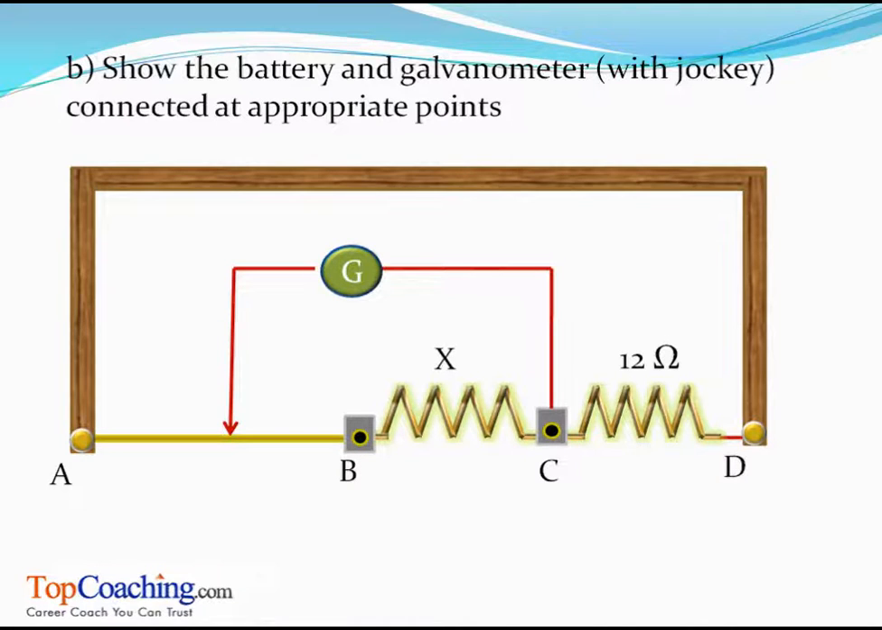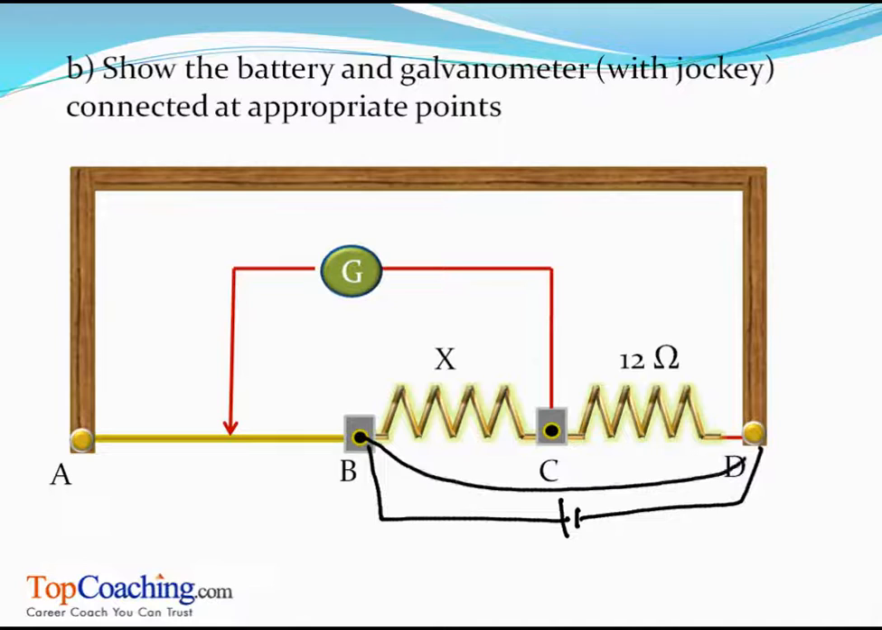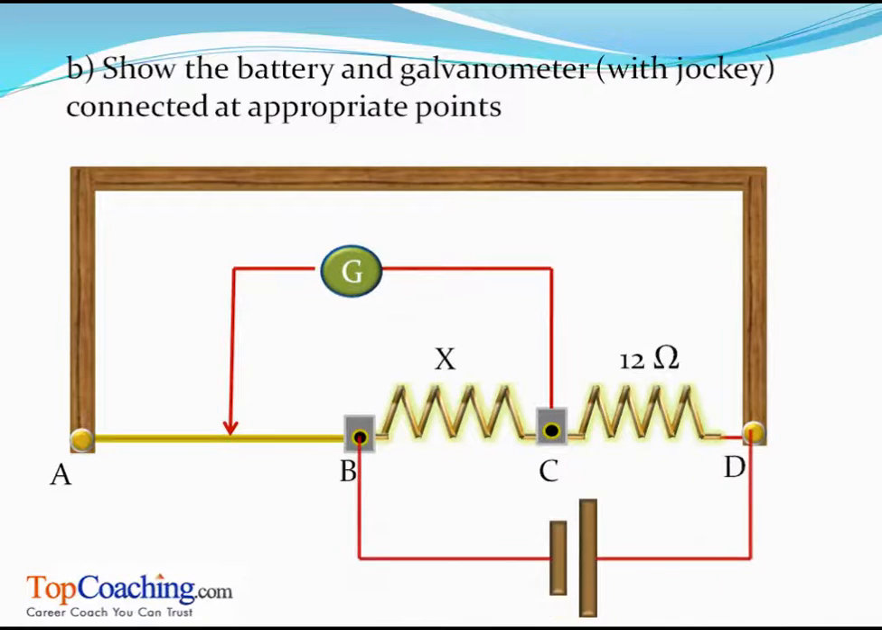So in the case of a meter bridge, remember the battery was connected between B and D like this? And the resistance wire was somewhere here like this. In this case too, the battery can be connected between B and D like this. The battery can also be connected between B and A because A and D are one and the same. So these are the connections of the galvanometer, the jockey and the battery.